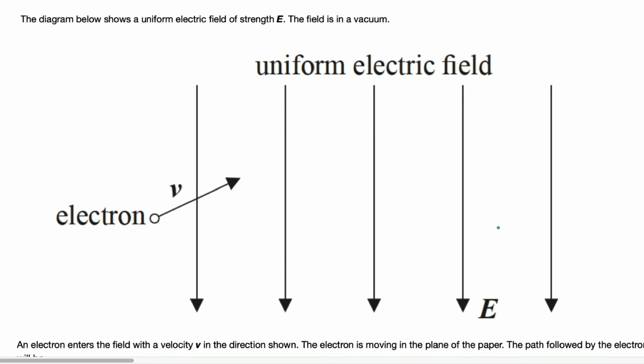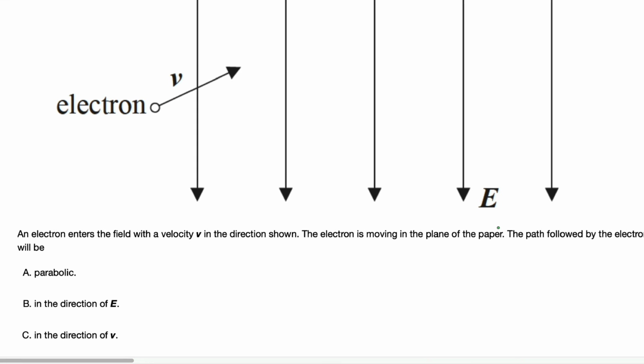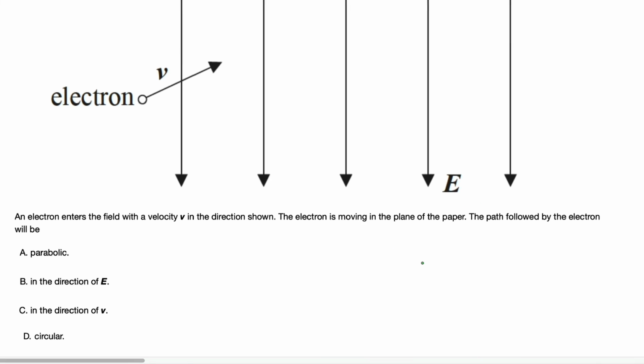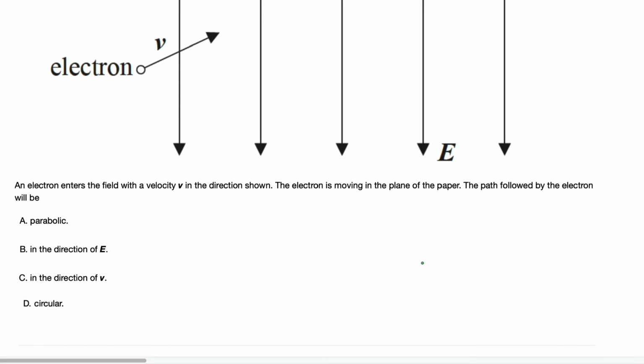The diagram below shows a uniform electric field of strength E. The field is in a vacuum. An electron enters the field with velocity v in the direction shown. The electron is moving in the plane of the paper. The path followed by the electron will be what? So how do we do this problem?